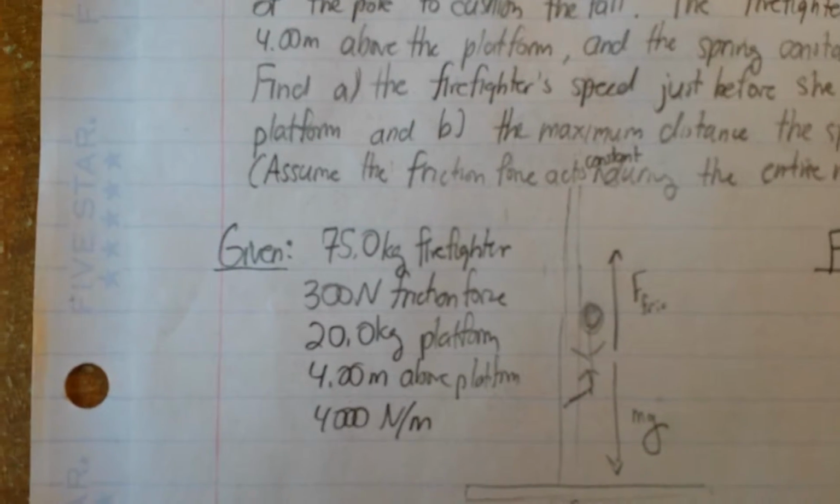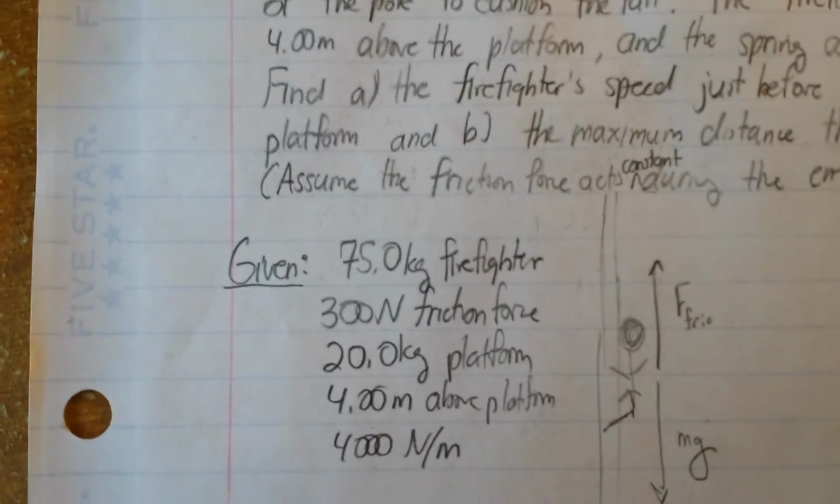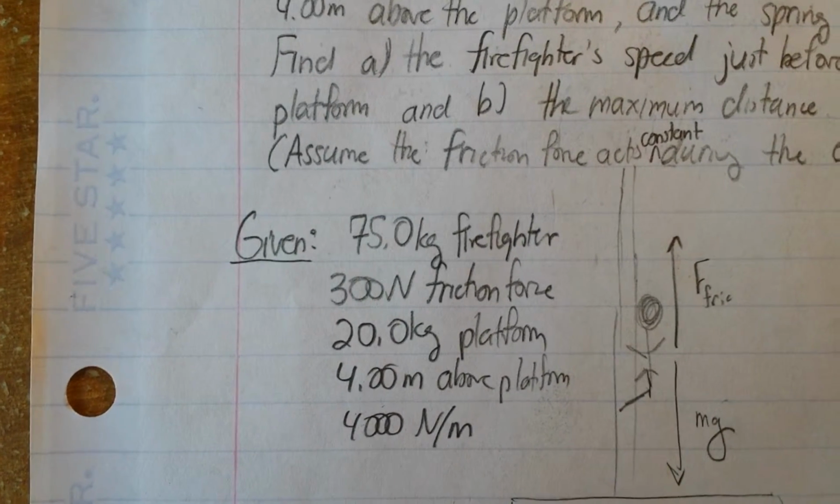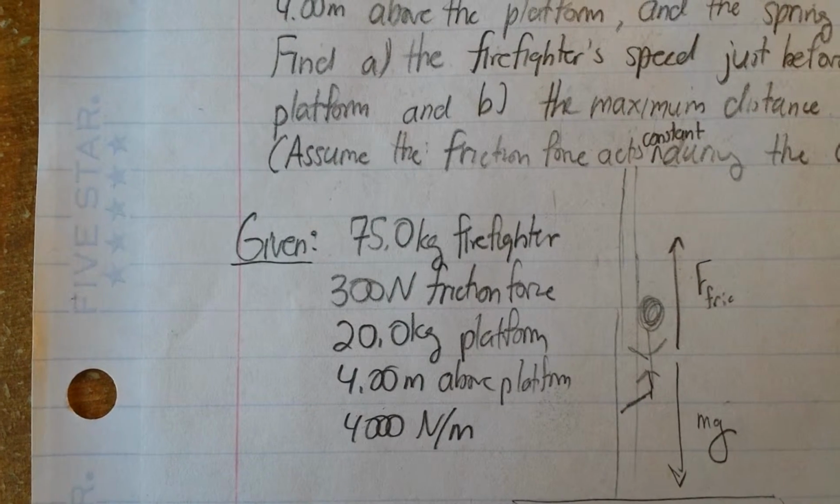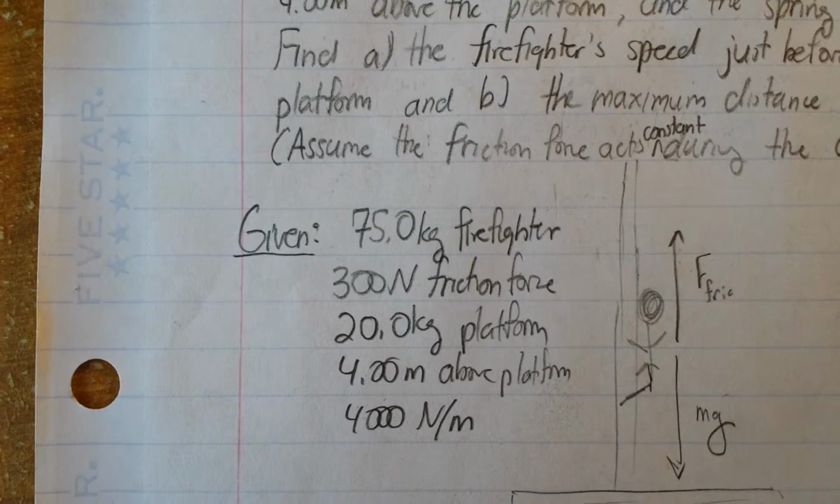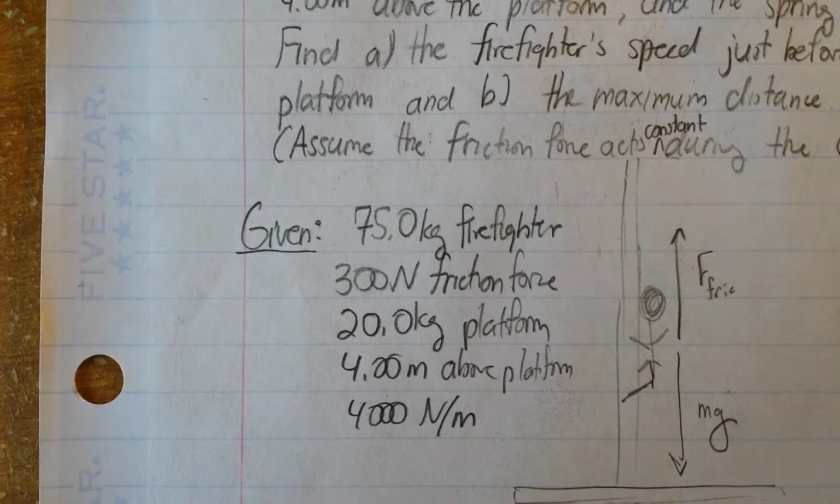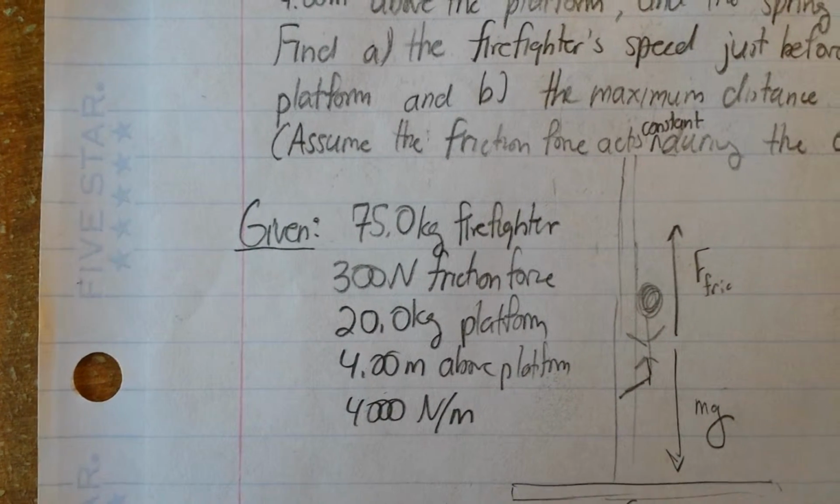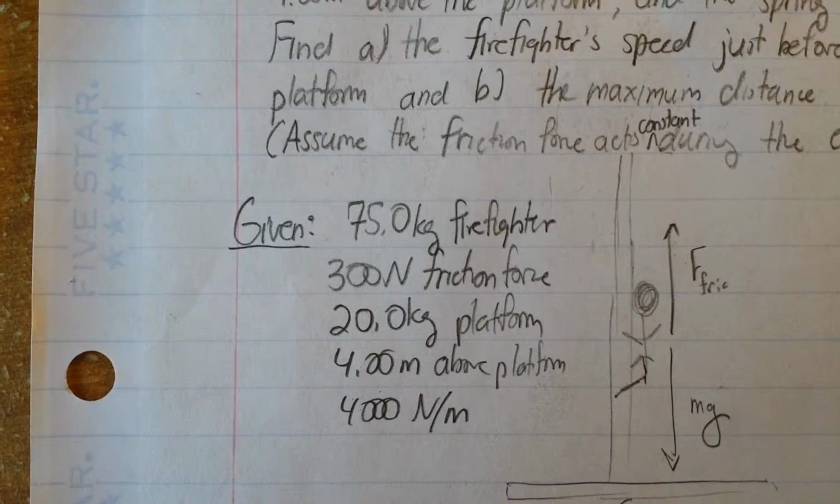In order to start the problem, you have to find what's given. And what's given is the weight of the firefighter at 75 kilograms, the friction force, which is constant, at 300 newtons, the weight of the platform, which is 20 kilograms, the initial height of the firefighter, which is 4 meters above the platform, and the spring constant, which is 4,000 newtons per meter.